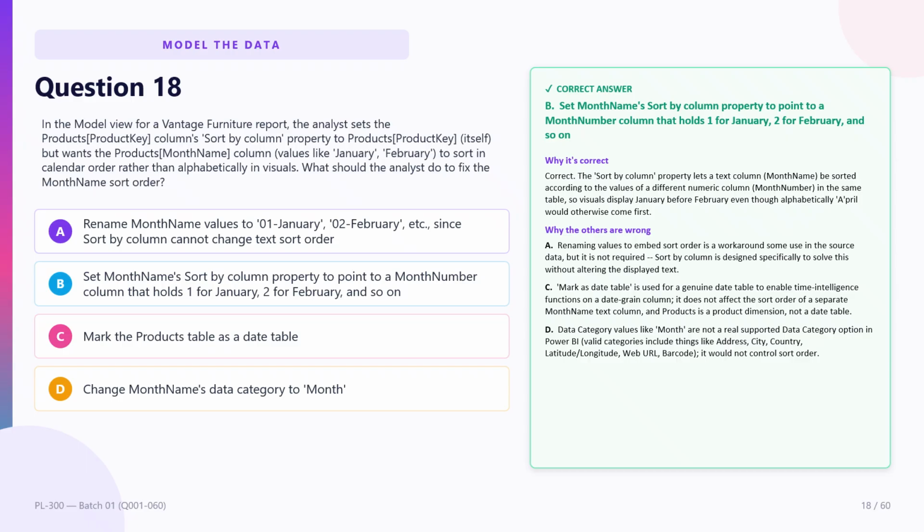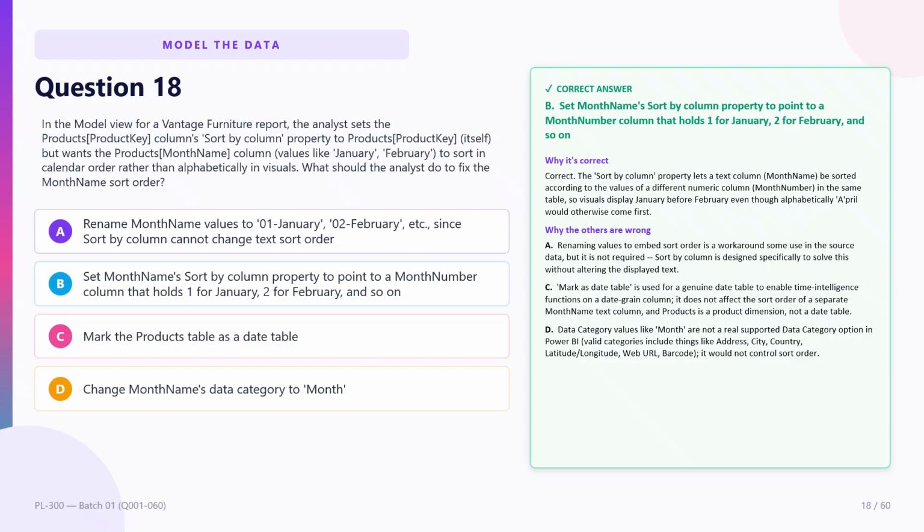Now, why the others are wrong? A. Renaming values to embed sort order is a workaround some use in the source data, but it is not required. Sort by column is designed specifically to solve this without altering the displayed text. C. Mark as date table is used for a genuine date table to enable time intelligence functions on a date grain column. It does not affect the sort order of a separate month name text column, and products is a product dimension, not a date table.